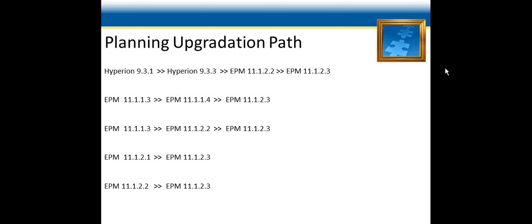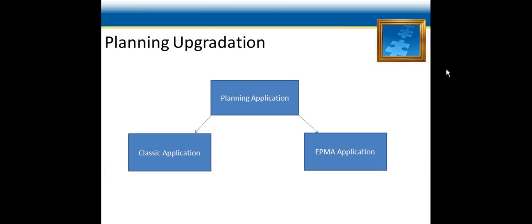So this is all about the planning upgradation path. Planning upgradation. You can upgrade your planning application. You may have the classic type planning application, or you may have the EPMA type planning application. The upgradation task may vary for the classic or EPMA type application.